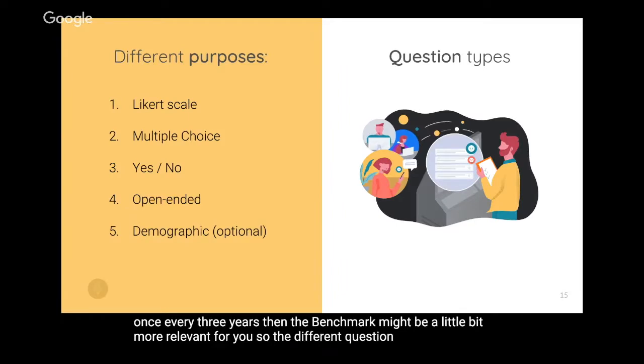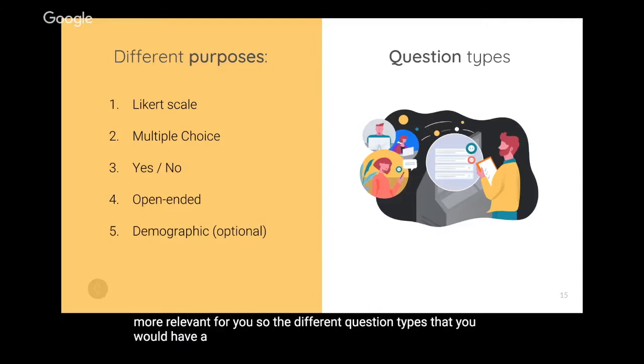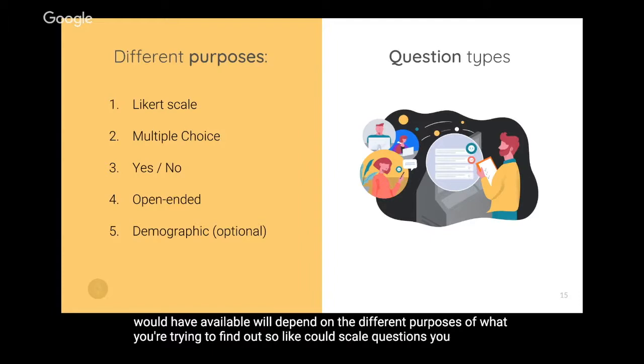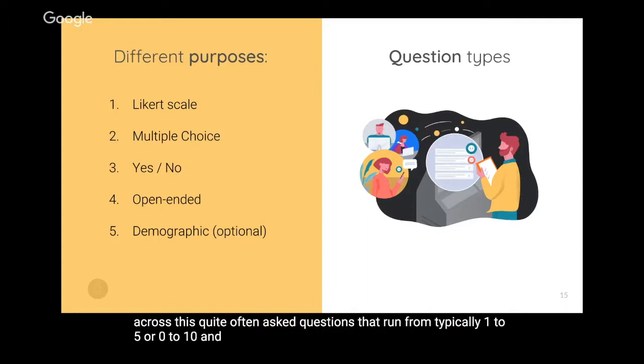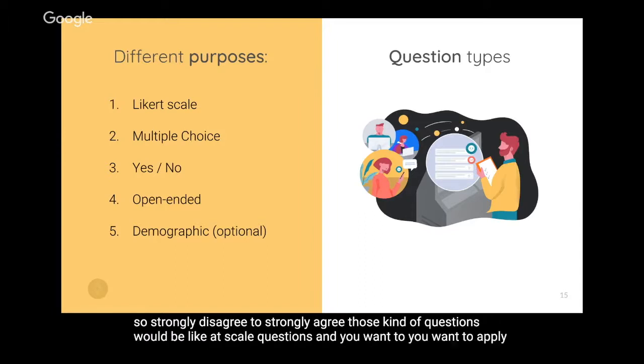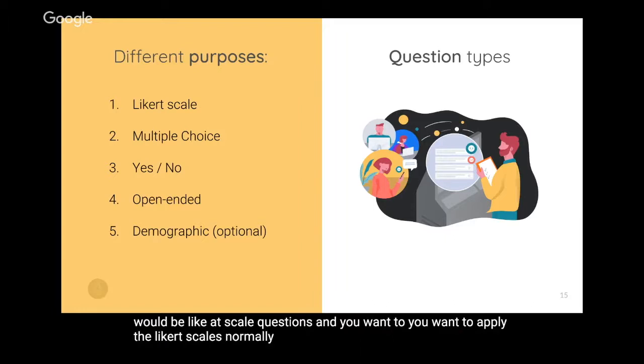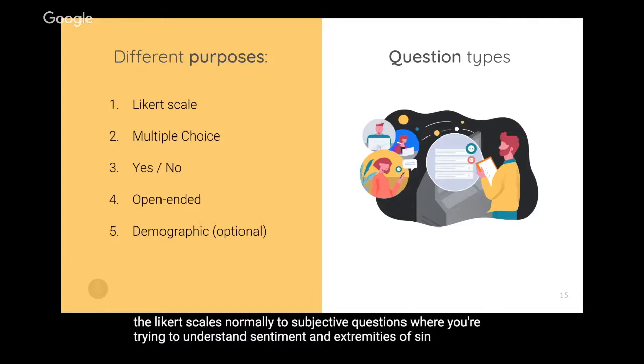So the different question types that you would have available would depend on the different purposes of what you're trying to find out. So Likert scale questions, you come across this quite often, are questions that run from typically 1 to 5 or 0 to 10, and there are normally scale anchors at the endpoint. So strongly disagree to strongly agree. Those kind of questions would be Likert scale questions, and you want to apply the Likert scales normally to subjective questions where you're trying to understand sentiment and extremities of sentiment better.